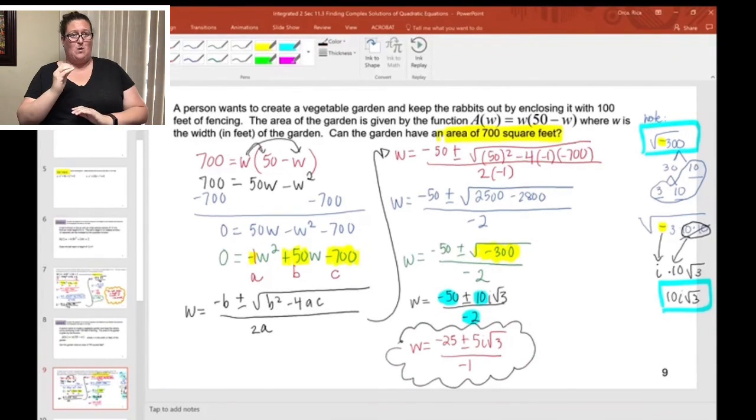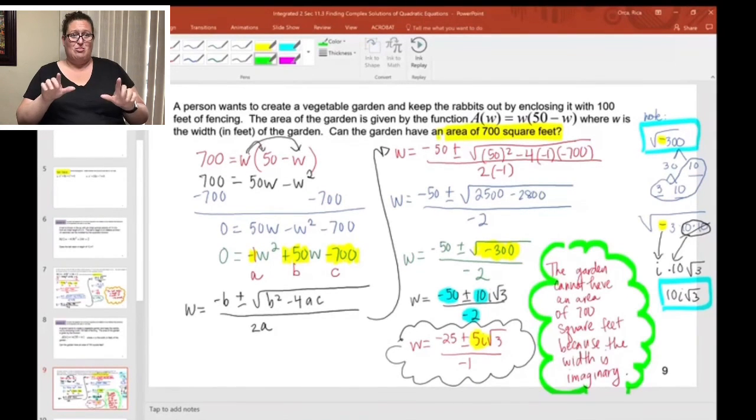So now let's answer the question. Can the garden have an area of 700 square feet? And the answer is no. The garden cannot have an area of 700 square feet because the width is imaginary. We have that 5i, making our solution imaginary.